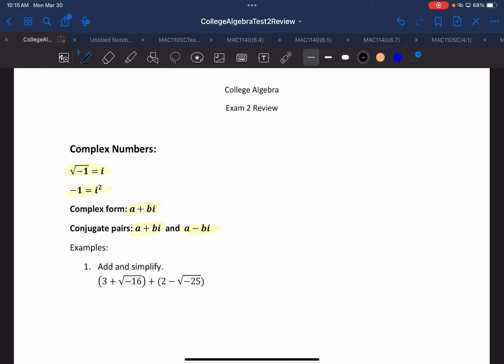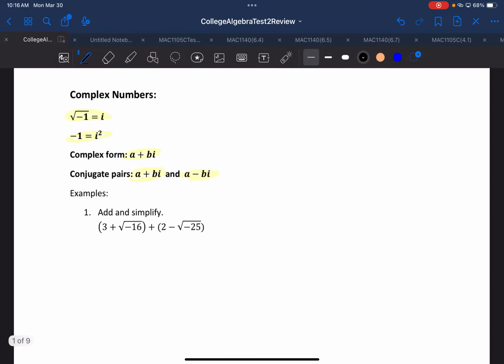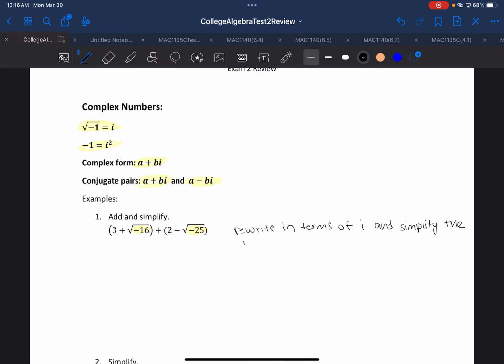So you will do some math with the complex numbers on your exam, either adding them, maybe multiplying them, definitely dividing them. So let's just review how to do that. Remember, anytime we see a negative underneath a square root, that is what creates those complex numbers. And so the first thing I would want to do is rewrite in terms of I and simplify the radicals. So I'll leave it like it is, and I'm just going to simplify the radicals.